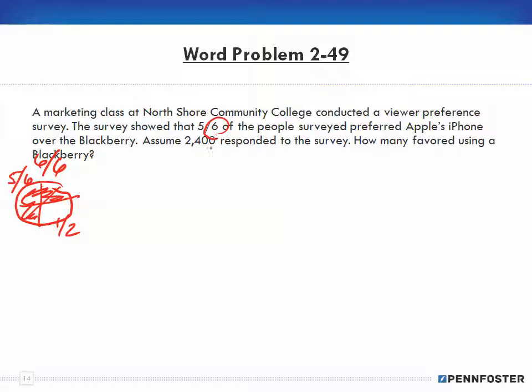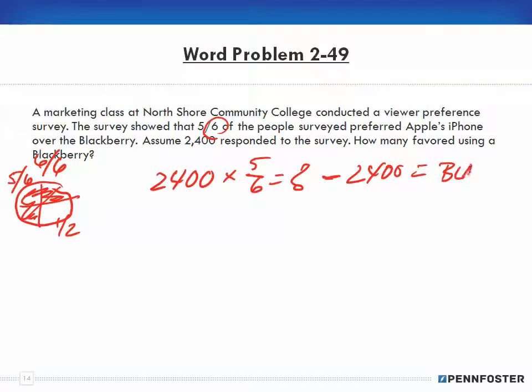Okay, assume 2,400 responded to the survey. How many favored using BlackBerry? So I have 2,400. Now, I could multiply the 2,400 by 5/6, and then get that answer and subtract it from the 2,400. Okay, and whatever is left over would be my BlackBerry users.